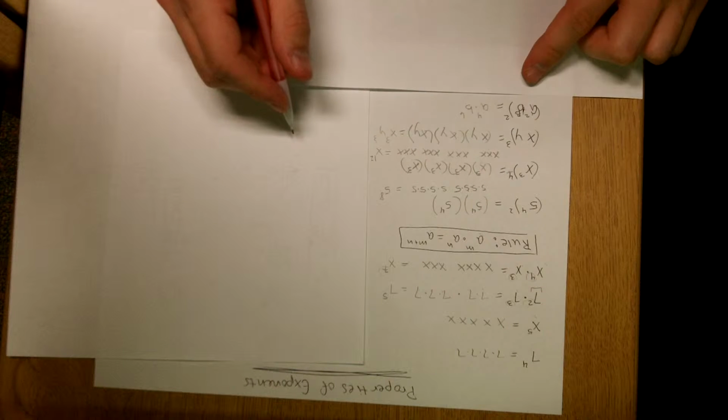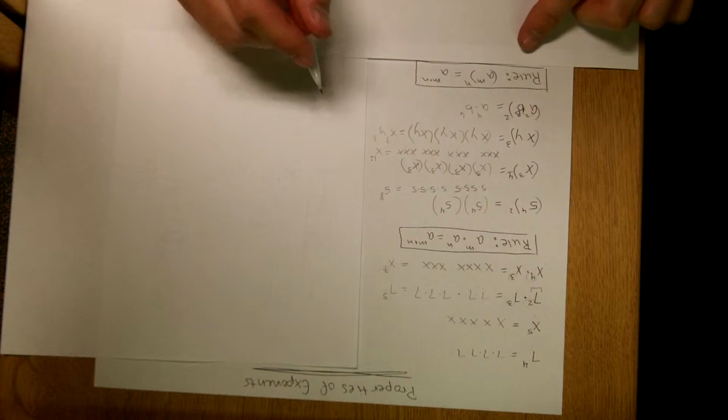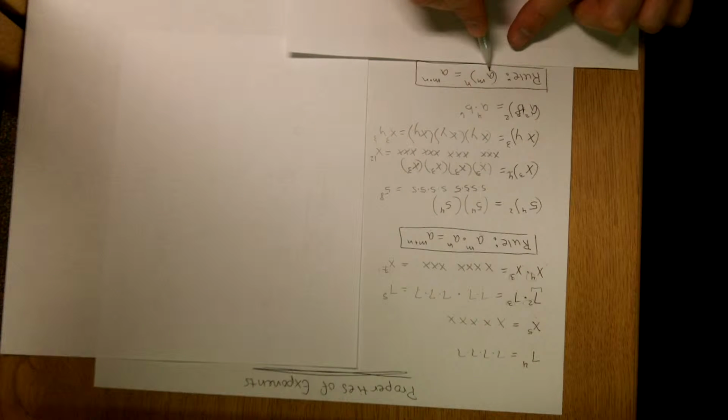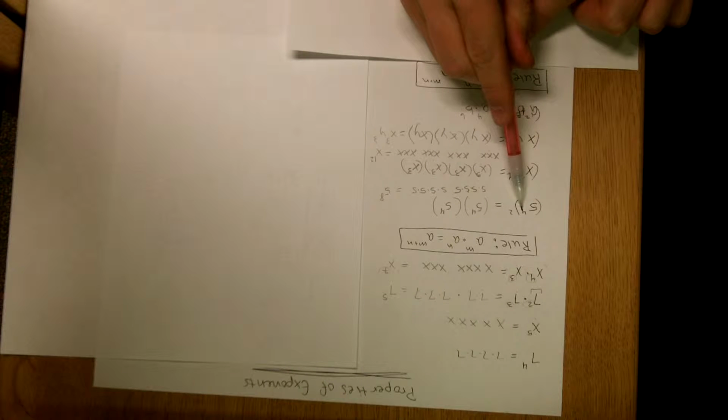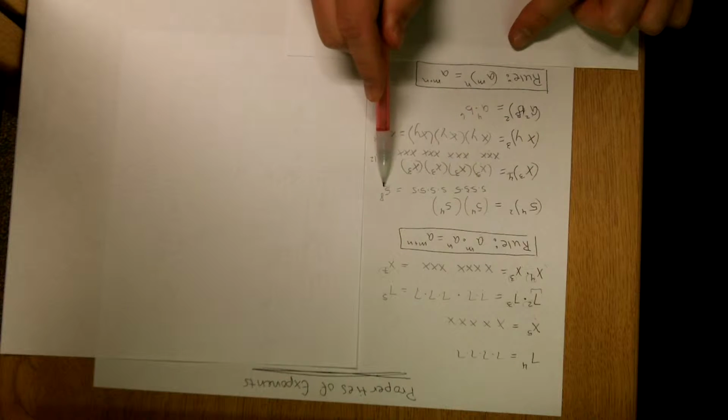Alright, see if you can use those rules to get that answer. But the general rule is this. a to the m, that quantity to the n power, you multiply the exponents. So here we have 5 to the 4th squared. So 4 times 2 is 8. 5 to the 8th.